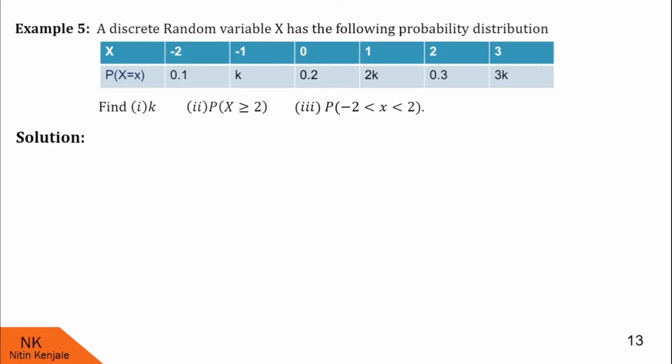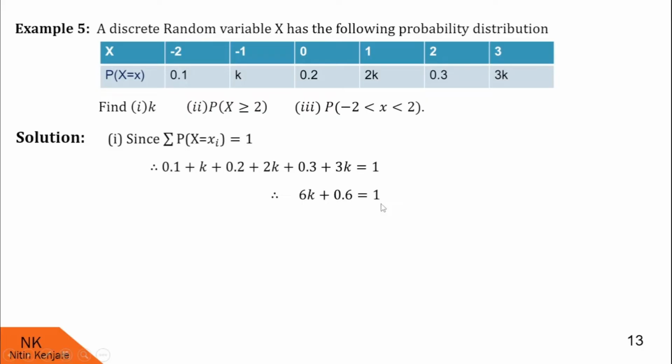First we find the value of k using the property of the probability function, which says the sum of probabilities of all the values of x is always equal to 1. So let us add probabilities of all the values of x. They are 0.1, k, 0.2, 2k, 0.3 and 3k, and equate it with 1. After simplifying LHS, we get 6k plus 0.6 is equal to 1. This is a linear equation in k which can be easily solved, after solving which we see k is equal to 1 by 15. So this first sub question is done.